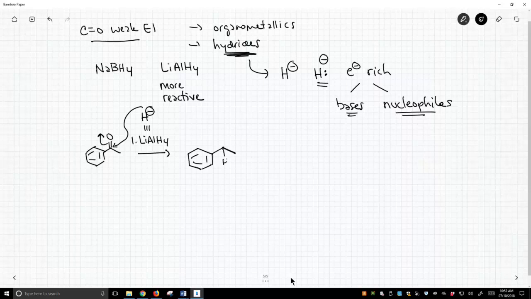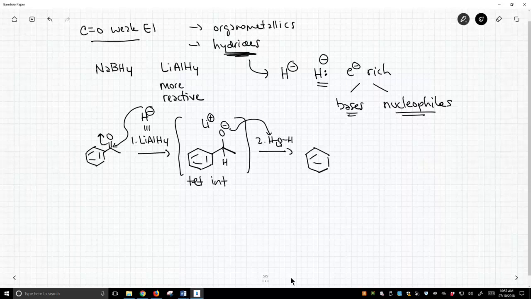In doing so, we form this anion. This is, again, as we saw before, a tetrahedral intermediate. If you want to be fancy, you can put it in brackets. Optional. And then once we form our tetrahedral intermediate, what do we do to it? Typically, this won't always be the case, but we treat it with water. We protonate it. We need to neutralize it so that oxygen picks up a hydrogen off of water. And we get an alcohol.